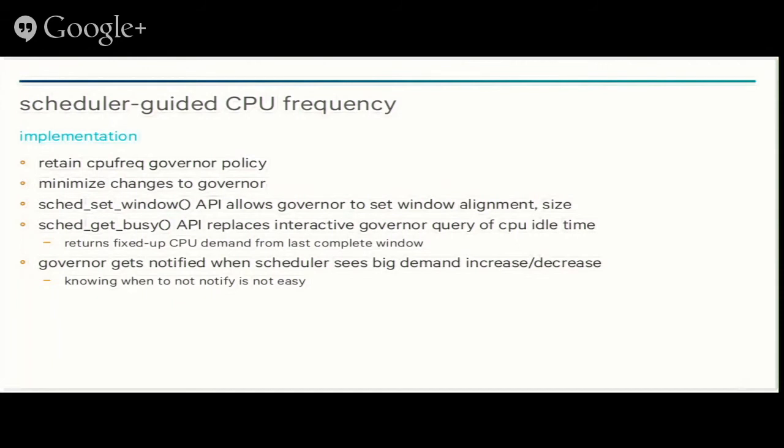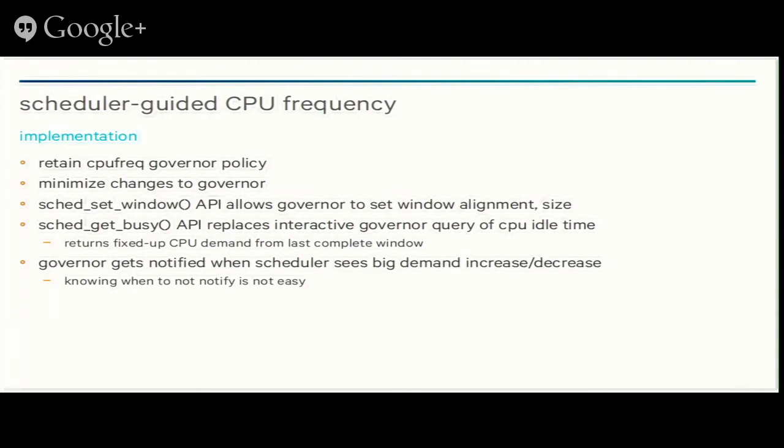And then we provide a new API to get the busy time. So interactive uses a simple API to get idle time right now per CPU. We basically just replace that with a call into the scheduler. This getBusy API is going to return a fixed up value that takes care of the problems I mentioned, the migration issue. And so that allows us to have a very small delta against interactive to fix these problems.